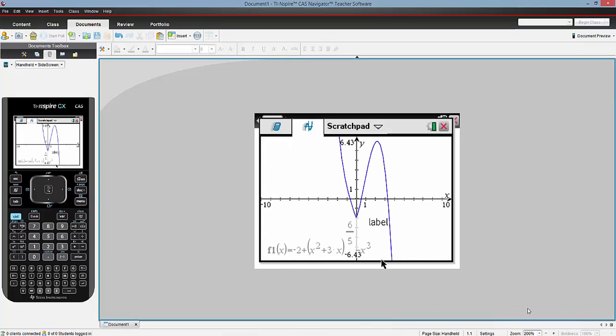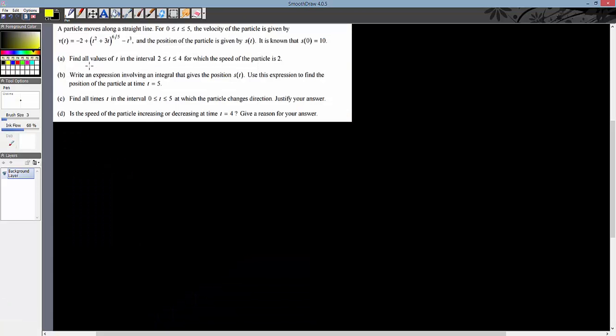Okay, so check this out. Here is my function right here. I put it right here into the graph. And so what they're asking for in the first example here is they're asking for all the values at which, between 2 and 4, the speed of the particle is 2.